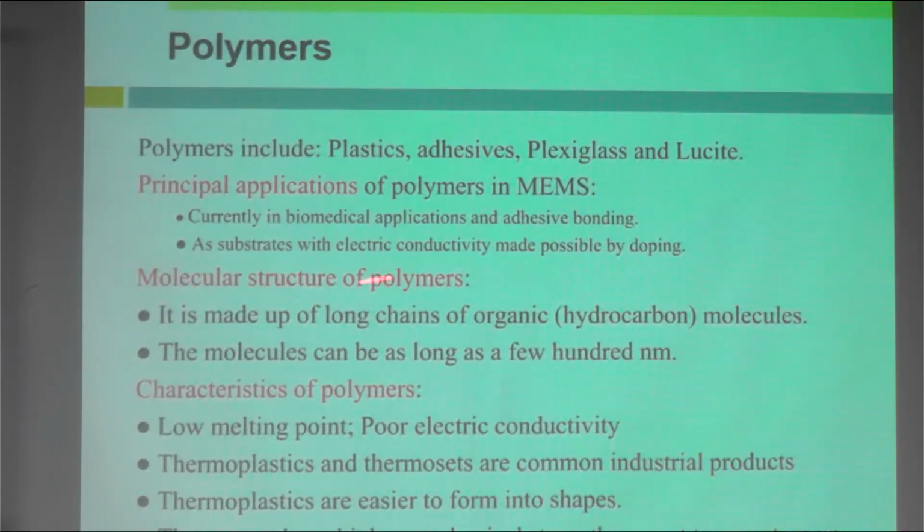And the molecular structure of polymer is made up of a long chain of organic hydrocarbon molecules, and the molecules can be as long as a few hundred nanometers. The characteristics of polymer are low melting point and poor electric conductivity. So meaning to say, if you want to use it as insulator, it will be very good. Thermoplastic and thermoset are common industrial products, and thermoplastics are easier to form into shapes, and thermosets have higher mechanical strength even at temperatures up to 350. So this will be dependent on the application that we want the device to have.